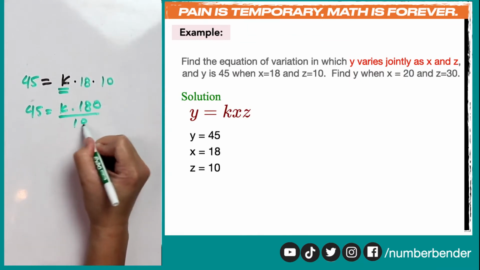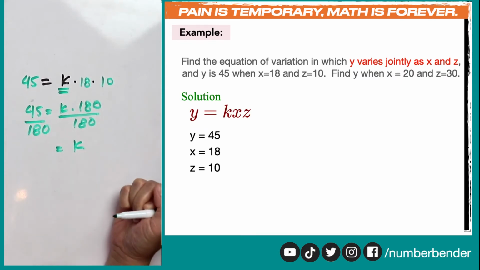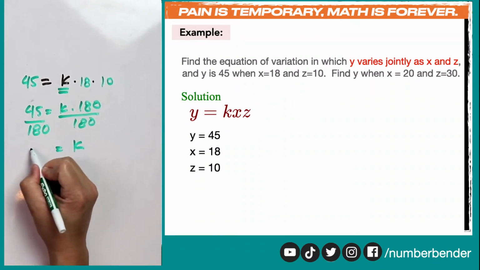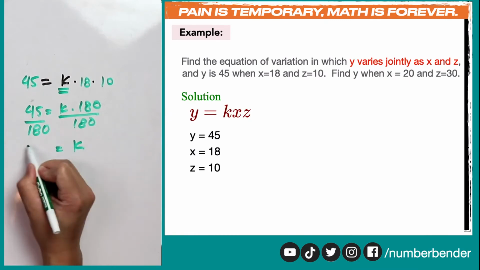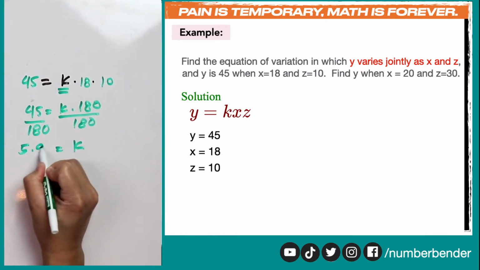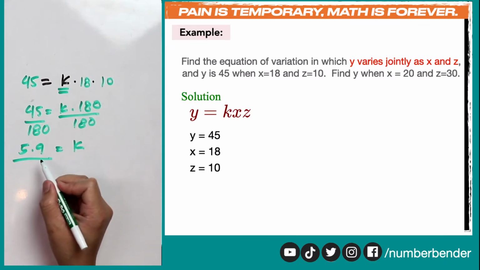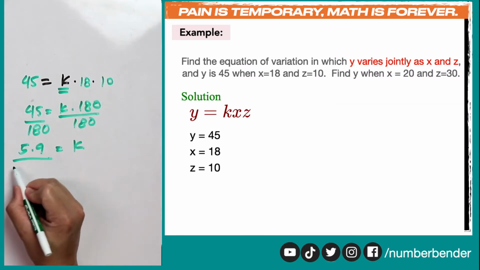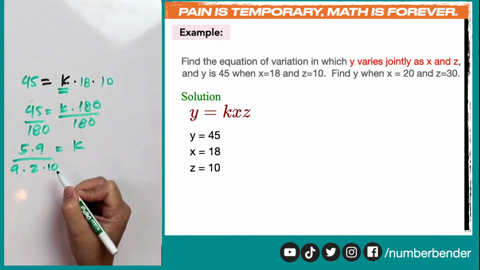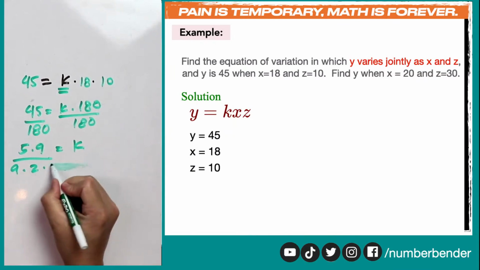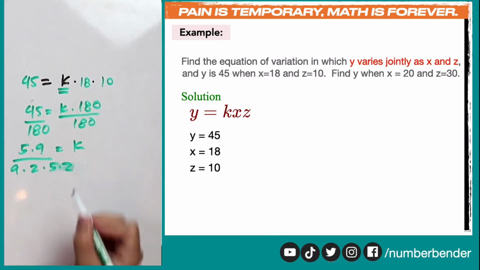And by dividing both sides by 180, we'll be able to have the constant of variation, which is 45 over 180, which we can simplify because we know that 45 is 5 times 9, and 180 is 18 times 10, and 18 is 9 times 2. So let's say we have 9 times 2 times 10, but we know that 10 is 5 times 2. So this is the technique I use when I am simplifying a fraction.